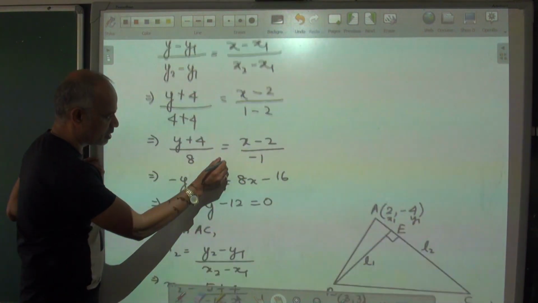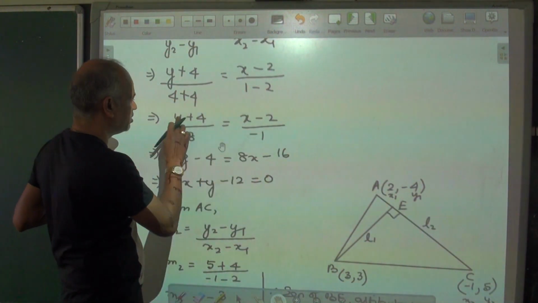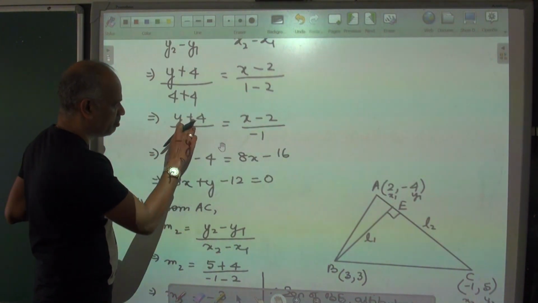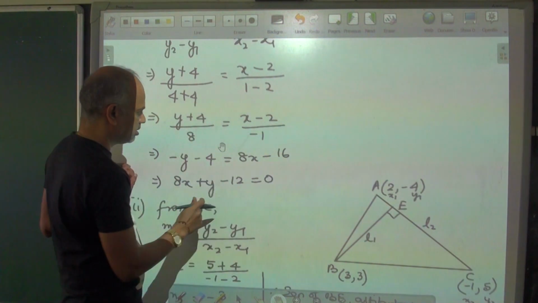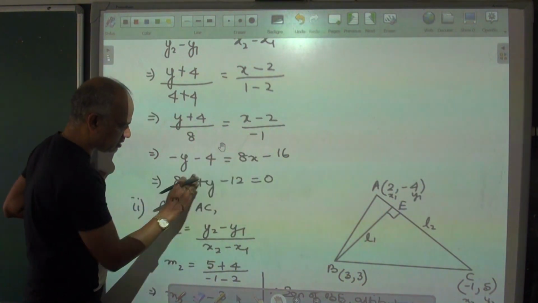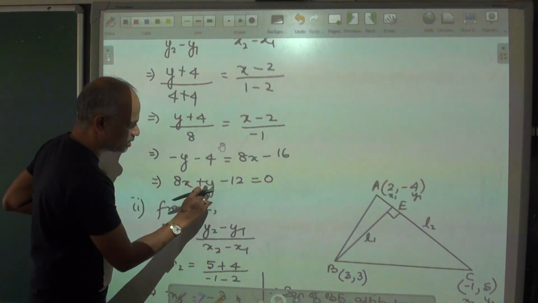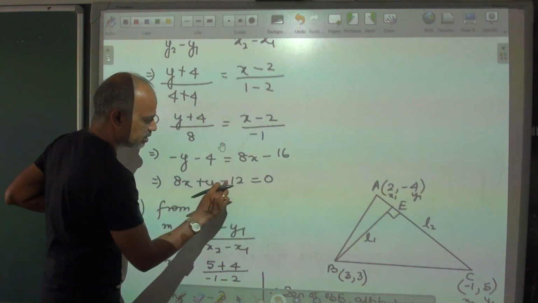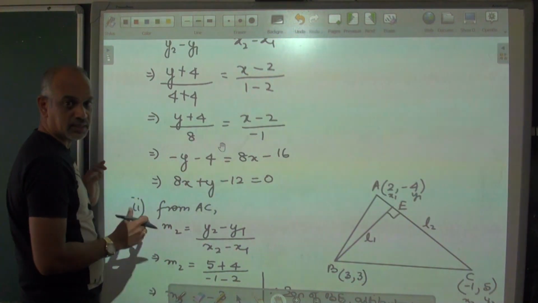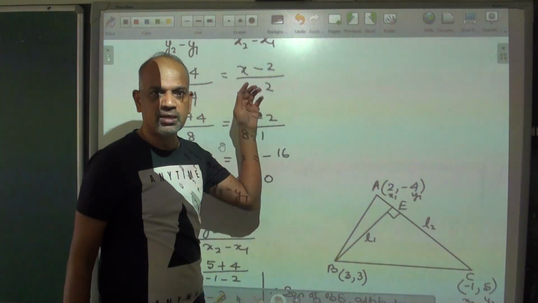Now do the cross multiplication. Multiply the minus 1 this side, that becomes minus y minus 4, is equal to multiply the 8 this side, 8x minus 16, and rearrange this. 8x is the first term, shift this that side, plus y, shift this that side, it becomes minus 16 plus 4, that's minus 12 equals 0, is the equation of the median through A.